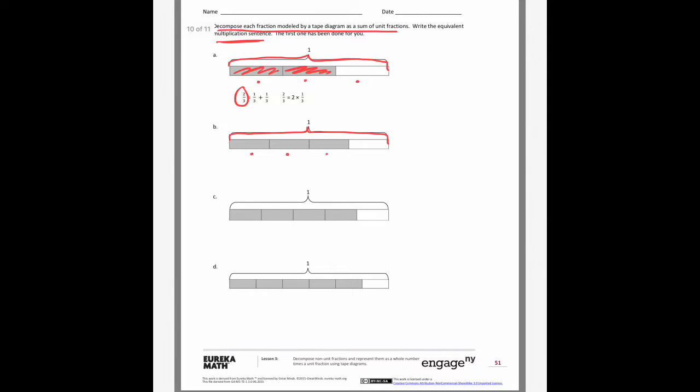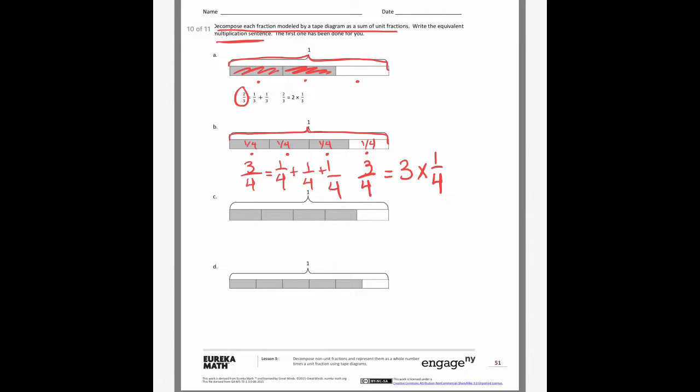So here, let's try it here. So this whole is broken into fourths, but only 3 of the fourths are shaded in. So we need to represent 3/4 as 1/4 plus 1/4 plus 1/4, or in a more quick way, we could say 3/4 equals 3 times 1/4 because it's 3 groups of 1/4.